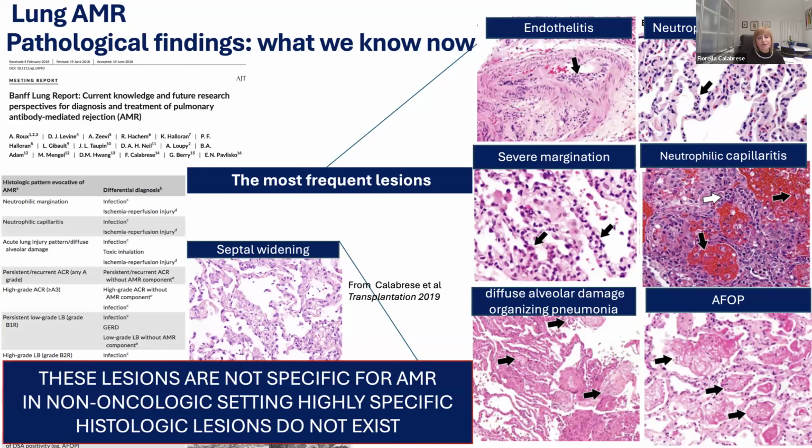Indeed, these lesions can be detected in several other injuries, for example, in different forms of infection. But pathologists are well aware that in a non-oncological setting, highly specific histological lesions do not exist. So, in this setting, how does the pathologist usually work? While the collection of clinical data is essential, even more important is the integration of ancillary tools.